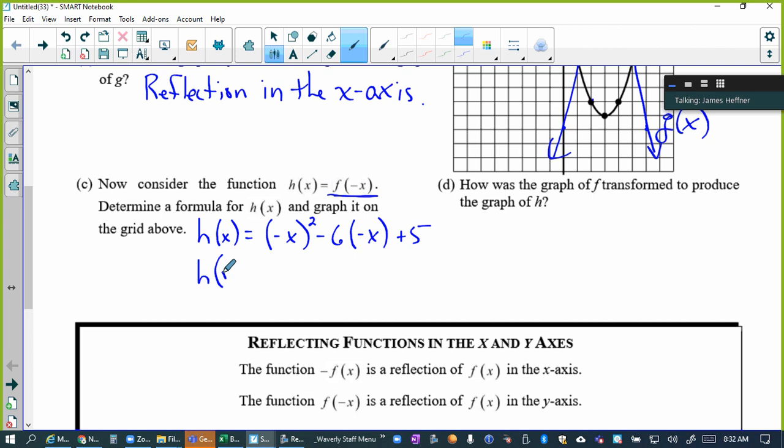So let's simplify this. This first term, negative x squared, what does that become when we square that negative? Positive x squared. Whenever I square something, I'm going to have a positive value. So negative x squared in parentheses is just going to become x squared. And now the next term is negative 6 times negative x, which gives us what? Positive 6x. Plus 6x and then just plus 5. What do you think this will do? Will this also be a reflection?